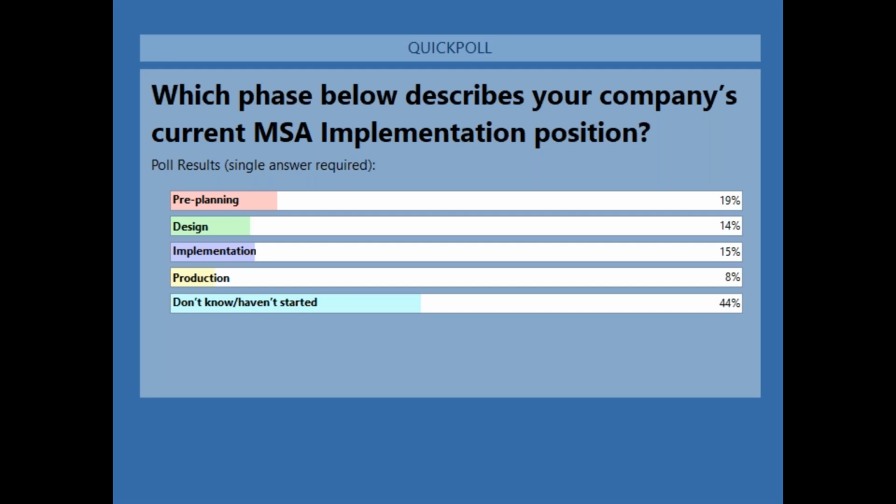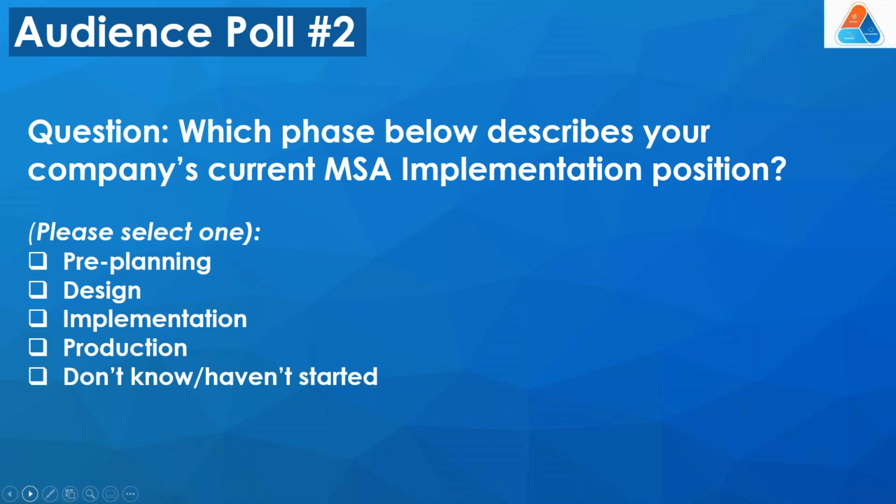Interesting. So we have a lot in the don't know, haven't started, 44%, 19% in the pre-planning, implementation and design phase, about 29%, and 8% in the production. Thank you so much for sharing that.